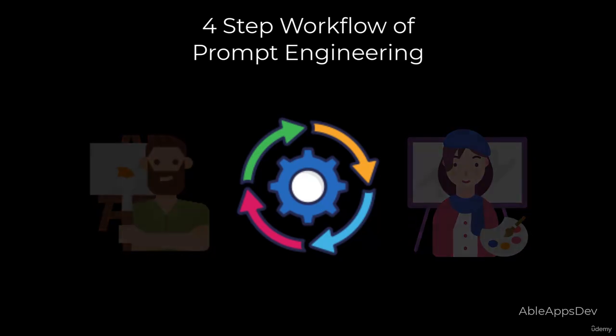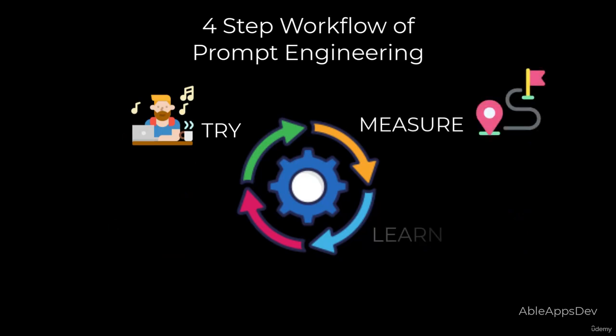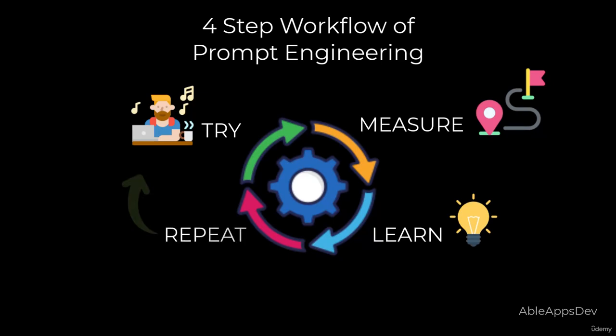So here's the workflow. You try something, and then you measure how close you are to an outcome. And then you learn from what went well and what could have been better, and then you repeat this cycle. So this try, measure, learn, and repeat, these are the 4 steps that any prompt engineer can take to get better at prompt engineering. So let's discuss these steps in detail.